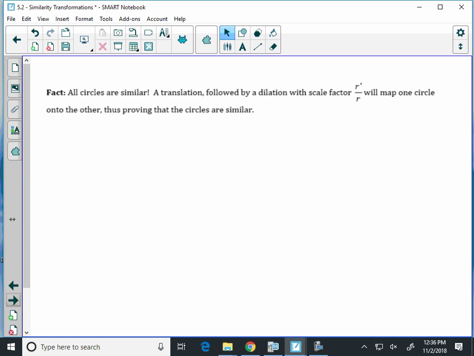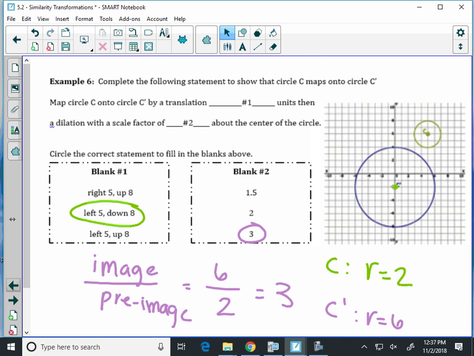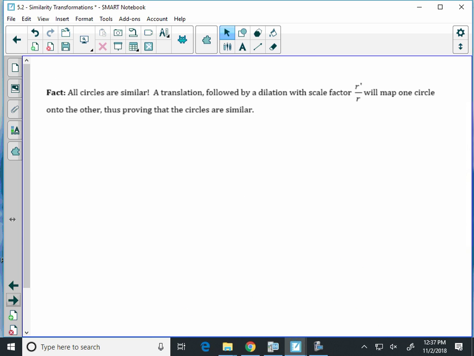Oh, fun fact! All circles are similar. Every single circle is similar to each other. Every single circle in the world is similar to every other circle in the world. Because you can do any type of translation, like we did here, and any type of dilation with any type of scale factor to get a circle to map up with another circle. So all circles are similar.